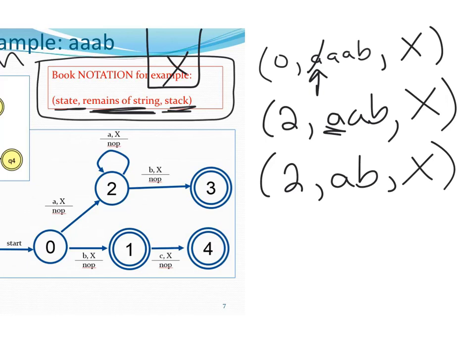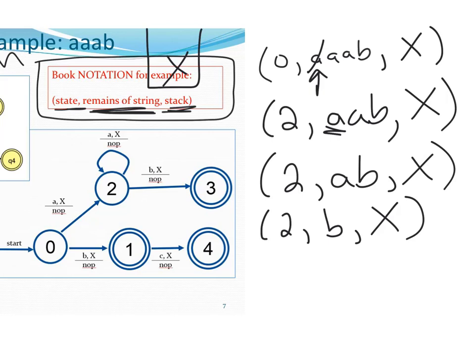We're at state 2, and the next thing we see is an A. Again, we take this loop because we see an A and there's an X on the top of the stack. So I stay at state 2, but I used up the A, so my string is just B, and since I did a no-op, there's still an X on my stack. I know the stack seems pretty useless because I've just got these no-ops, but you'll see in a minute what makes it more interesting.